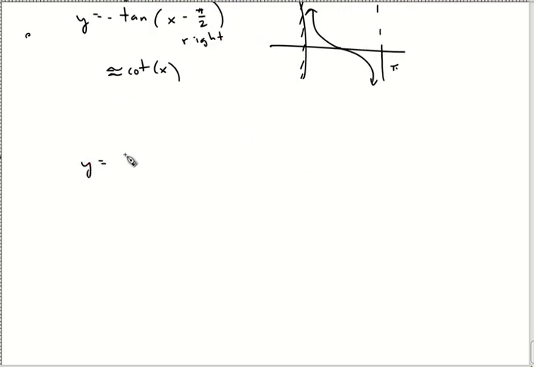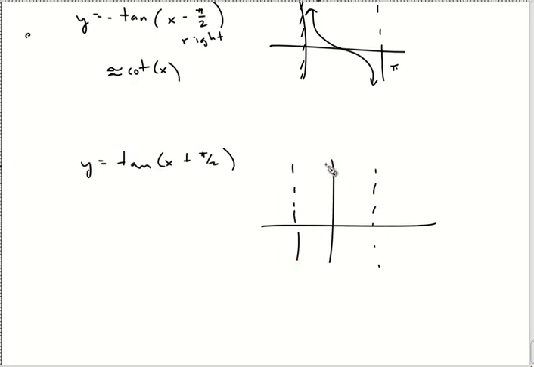And then finally, we've got tangent of x plus pi over 2. So I'm shifting it over by pi over 2. It was at negative pi over 2 and pi over 2, 0. So I'm shifting it over, shifting my 0 over, shifting this over. And so it actually is going to end up looking like this here. And this is now at negative pi. Okay.